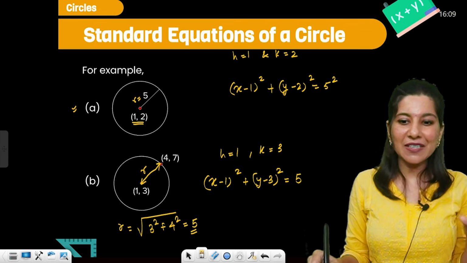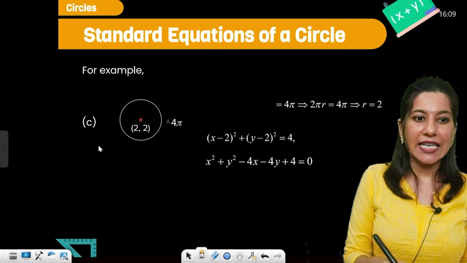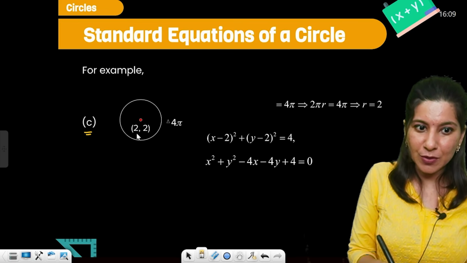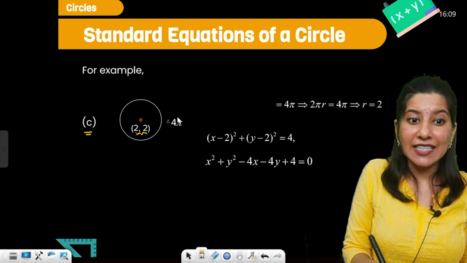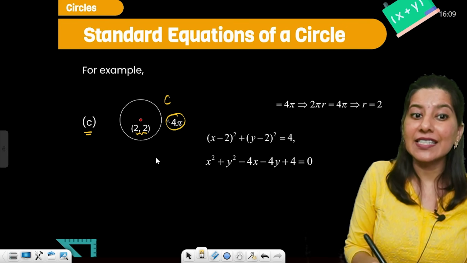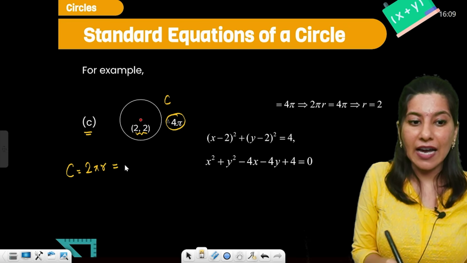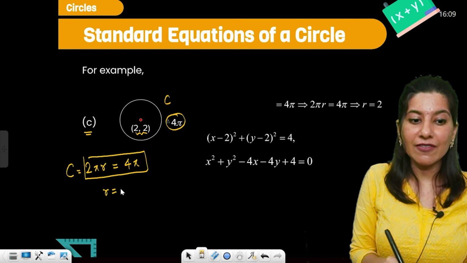All right, clear. Basic problems. Now another problem on our plate. In this part C, again, the center is (2, 2), you can see. And this time the radius is not given, the circumference is given. Circumference of any circle is 2πr, which is given as 4π. Clearly from here, r will be equal to 2.